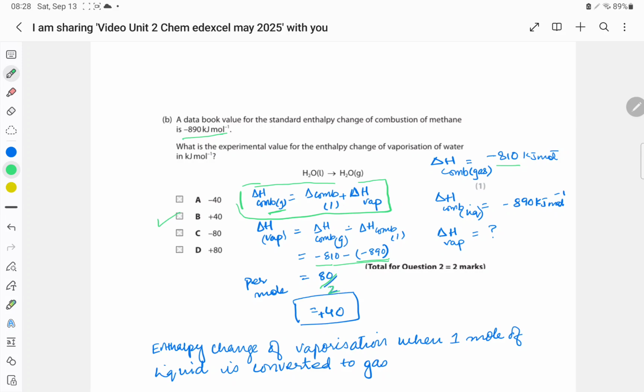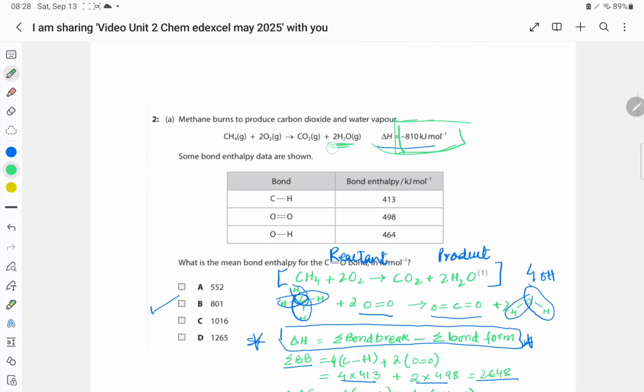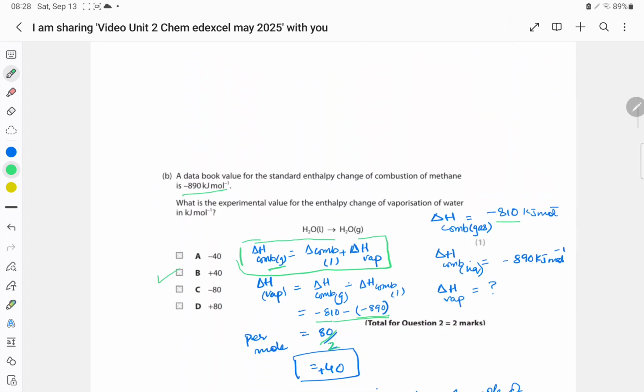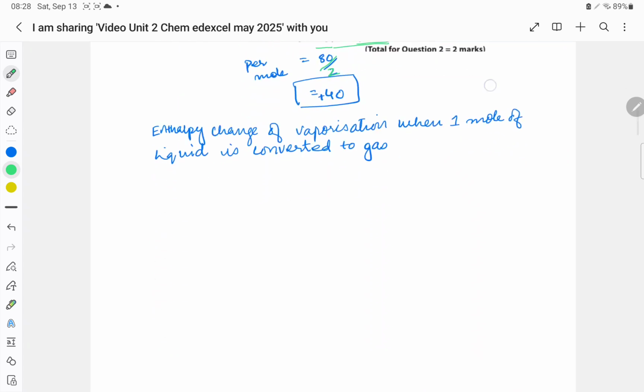We have divided by 2 because the value given is for 2 moles of water, and to find the vaporization of water we always consider 1 mole. That's why we're going to divide it by 2. So the answer is 40. So the correct option is B.